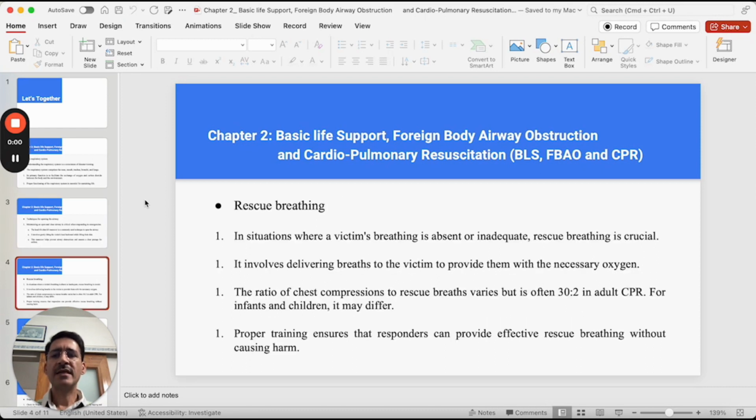Rescue breathing. In situations where a victim's breathing is absent or inadequate, rescue breathing is crucial. It involves delivering breaths to the victim to provide them with the necessary oxygen. The ratio of chest compressions to rescue breaths varies, but is often 30:2 in adult CPR. For infants and children, it may differ. Proper training ensures that responders can provide effective rescue breathing without causing harm.